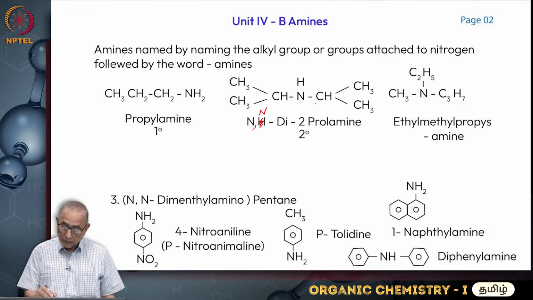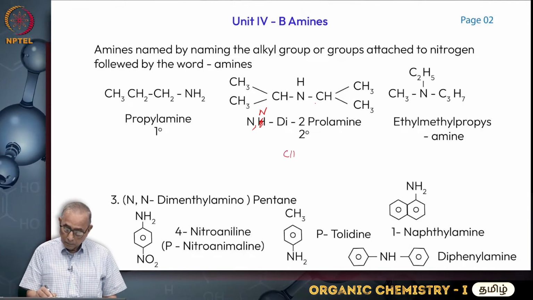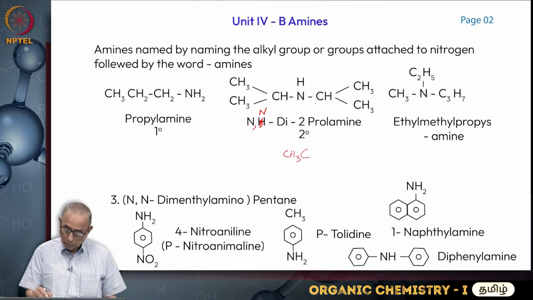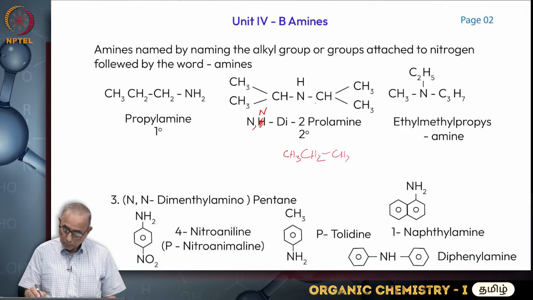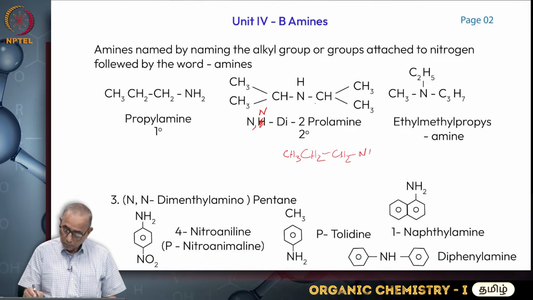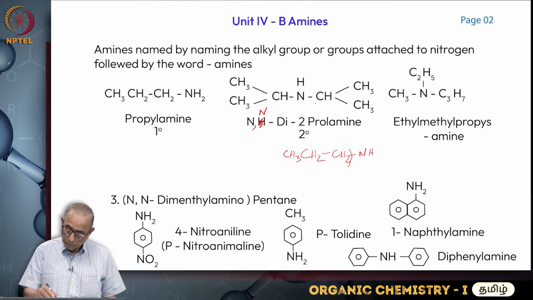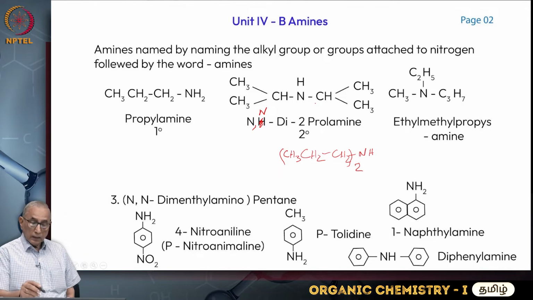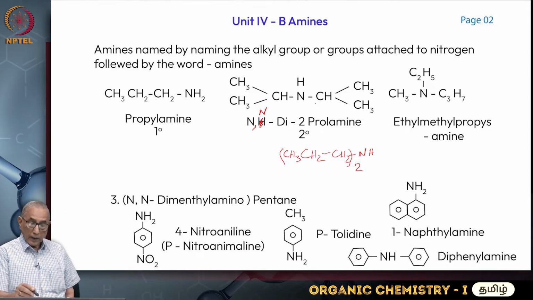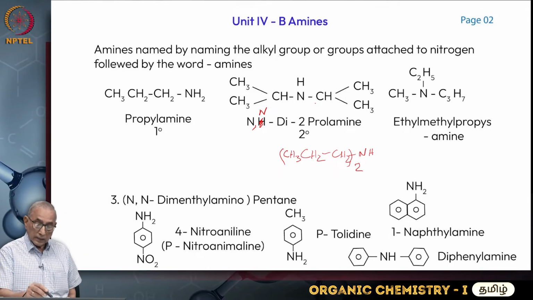So if it is like this, this will be dipropylamine. This one is di-2-propylamine because the second carbon is attached to the nitrogen.